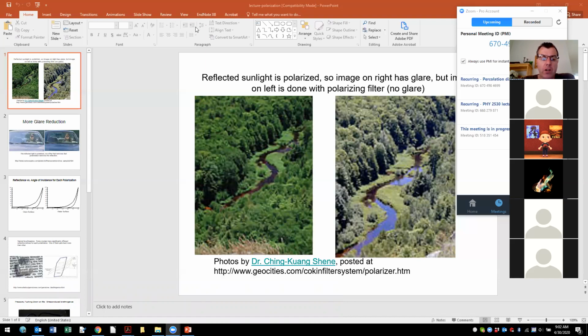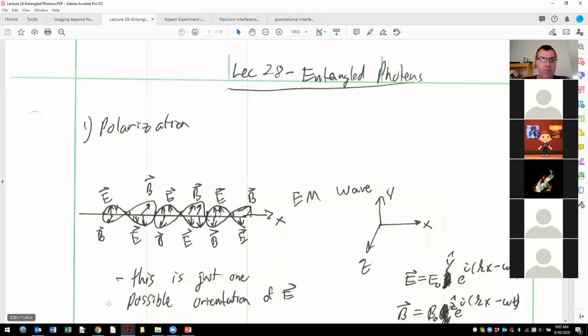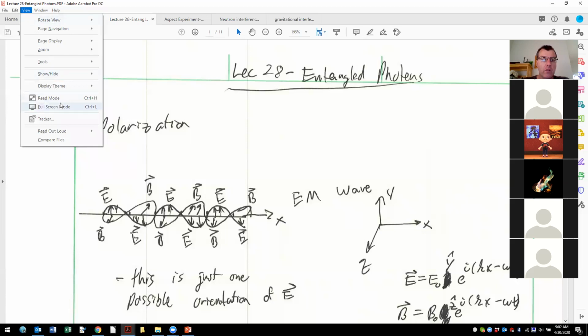Okay, then what we're going to talk about today is polarization of light and how that segues into quantum optics. So let me start here with polarization. I'll move these things over, change the view.